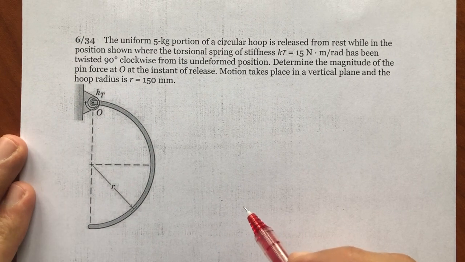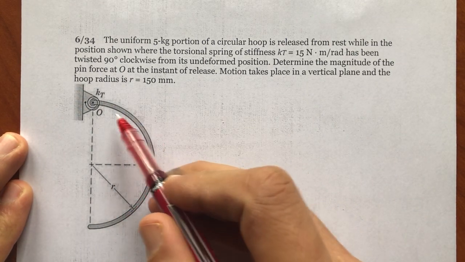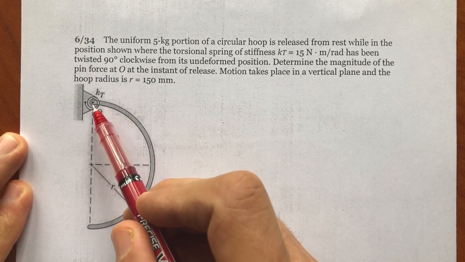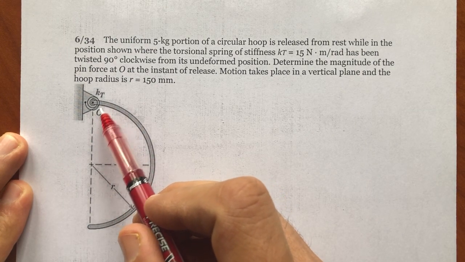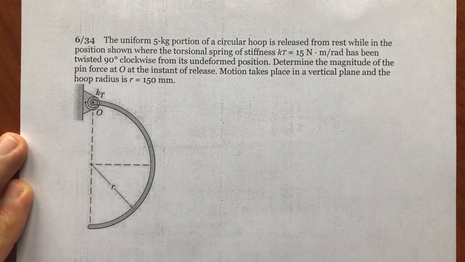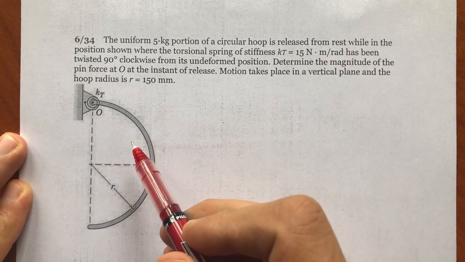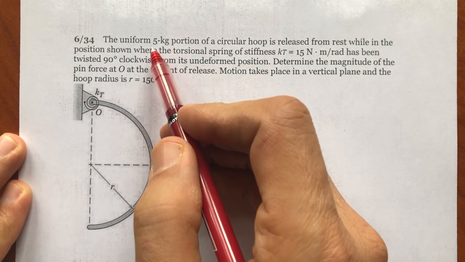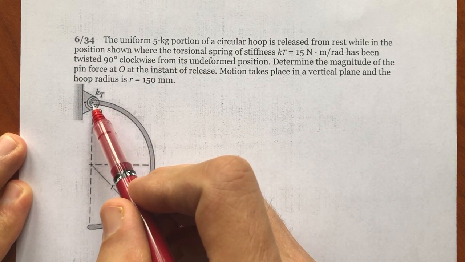Problem 34, chapter 6. In this problem, we have half a ring, which is pinned to the ground at point O. We have a rotational spring at point O, which is rotated 90 degrees from its resting position. So currently it is applying a moment in the counterclockwise direction. We know the spring constant, and we know the mass, which is 5 kilograms. The question is, what is the reaction force at point O?